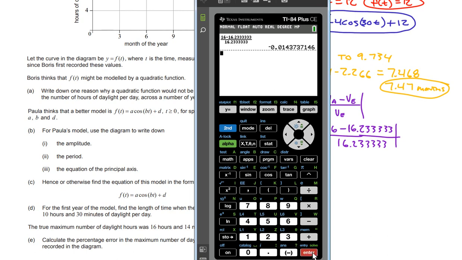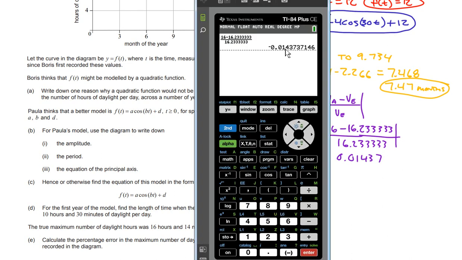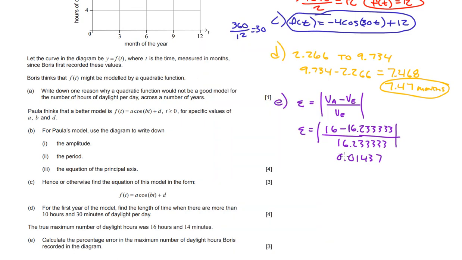And then enter. And we get negative 0.01437, blah, blah, blah. But remember, this is absolute value, so that means our answer is going to actually be positive 0.01437. Let me double check, make sure I wrote that down right. 0.01437. So that works just fine.